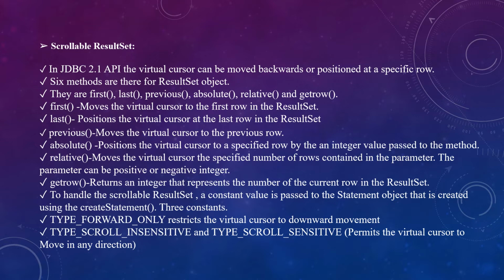The first method moves the virtual cursor to the first row in the result set. The last method is used to position the virtual cursor at the last row in the result set. Previous moves the virtual cursor to the previous row. Absolute positions the virtual cursor to a specified row by the integer value passed to the method. Relative moves the virtual cursor the specified number of rows contained in the parameter. The parameter can be a positive or negative integer. The getRow method returns an integer that represents the number of the current row in the result set.